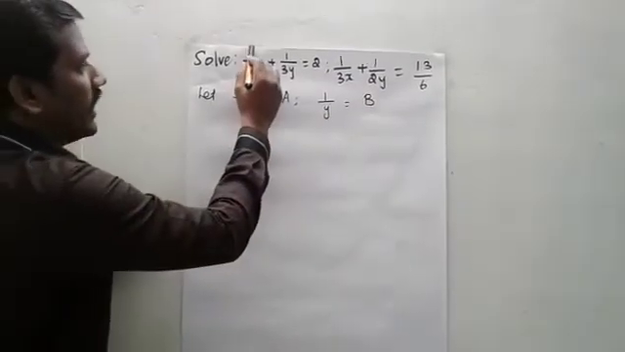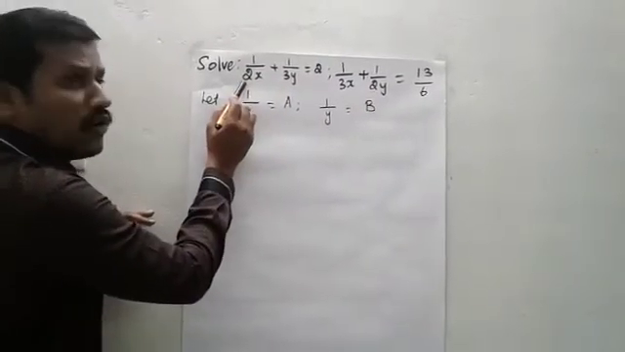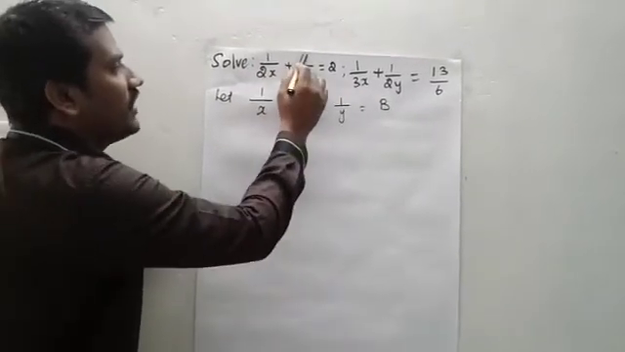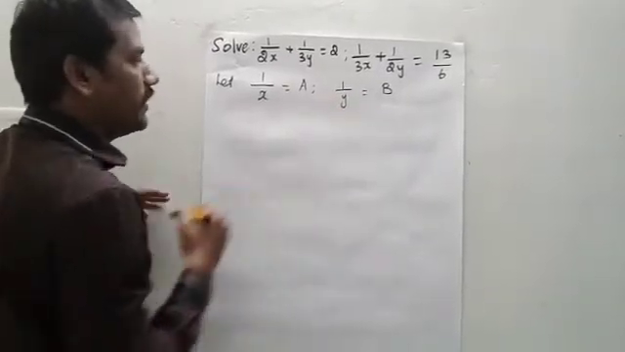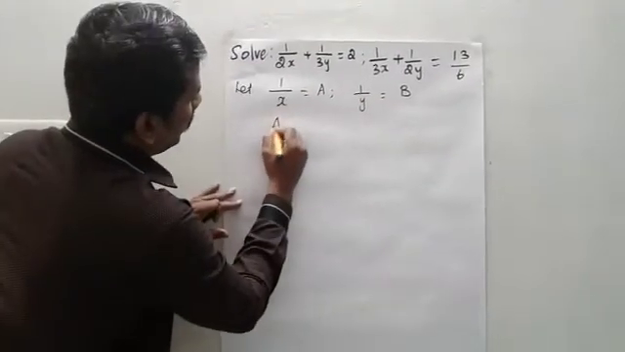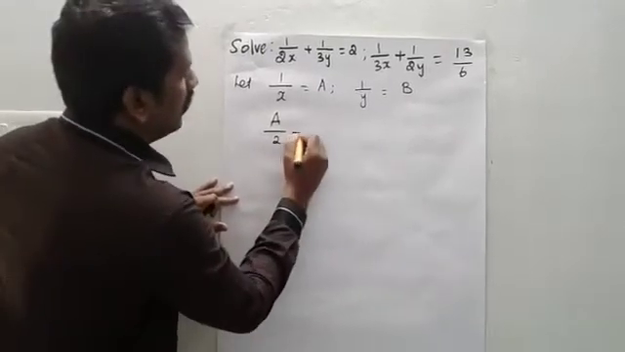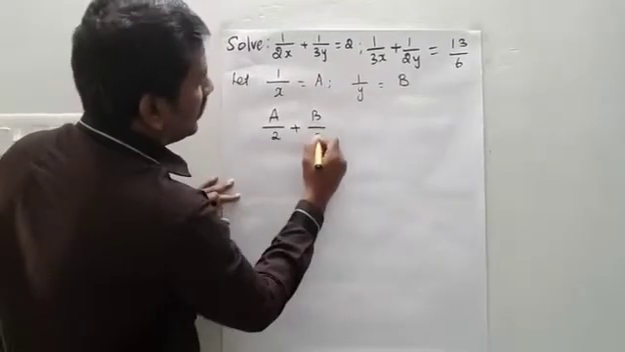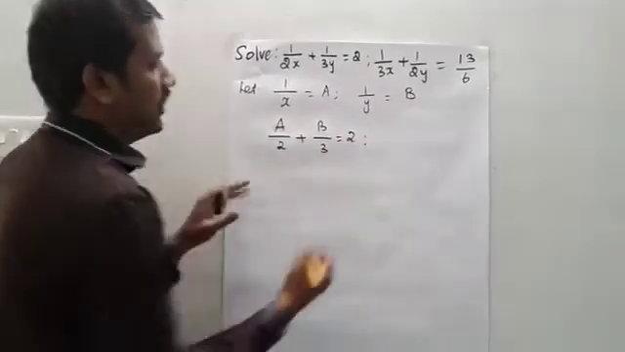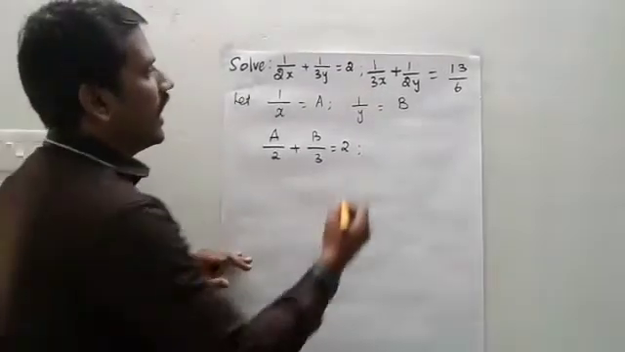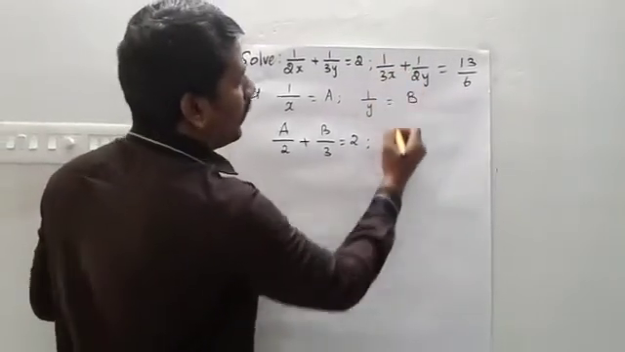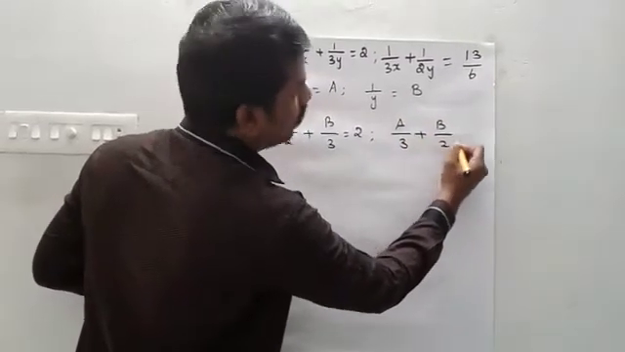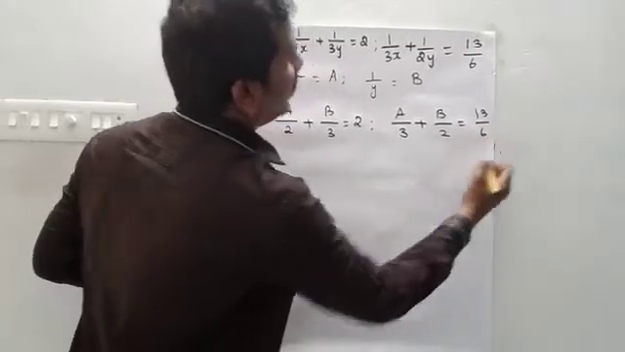So the first one, it is 1 by x, 2 is also in the denominator. Instead of this 1 by x, I can write A, as well as instead of this 1 by y, I write B. So what do I write? A by 2 plus B by 3 is equal to 2, the first equation. And second equation likewise: 1 by x, write A by 3 plus B by 2 is equal to 13 by 6.